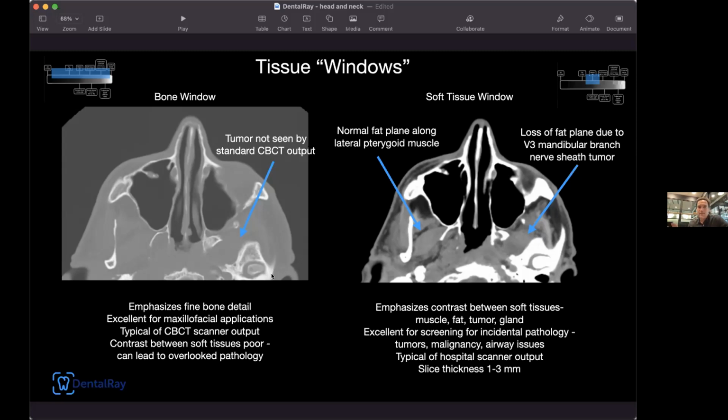So that's just one of the things that an imaging expert would be doing when they're looking at images to evaluate the image comprehensively.